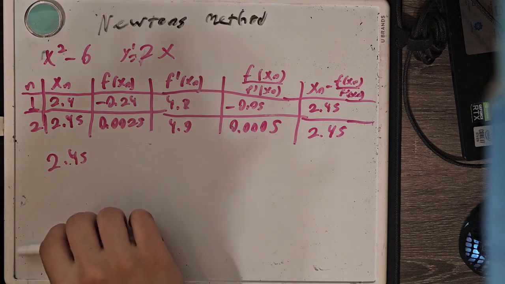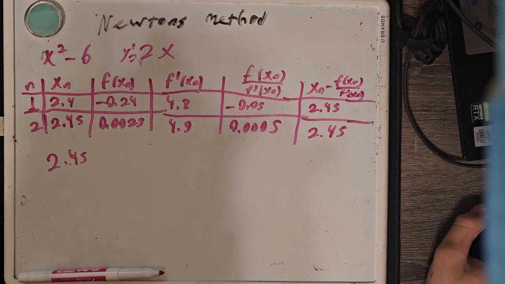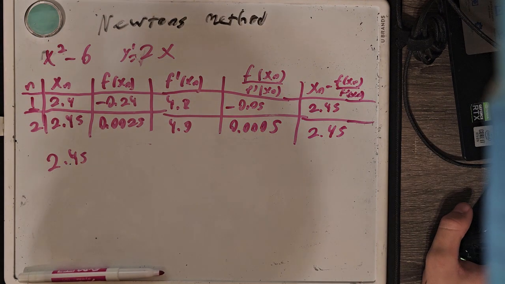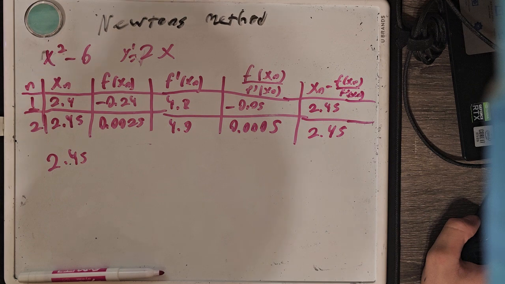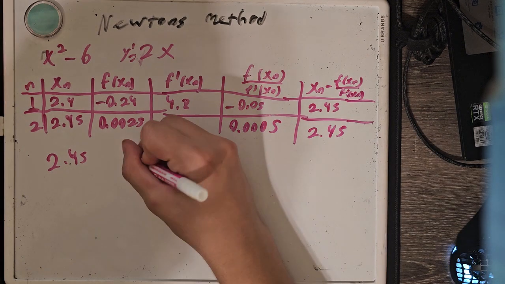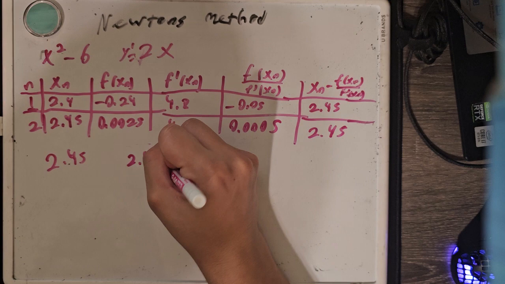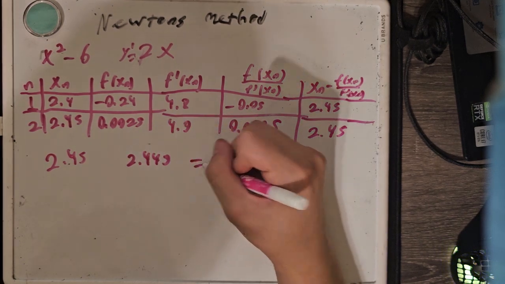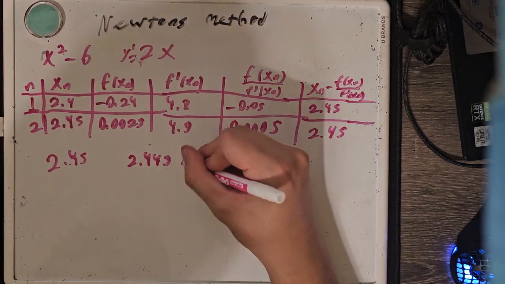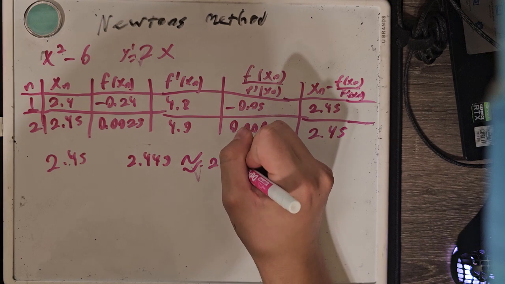Now, if we were to plug this into a graphing utility, we would get the zeros to be, or at least one of the zeros, to be about 2.4499, which we round to approximately 2.45.